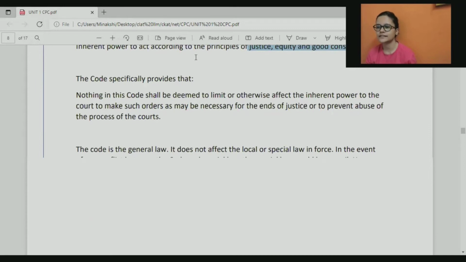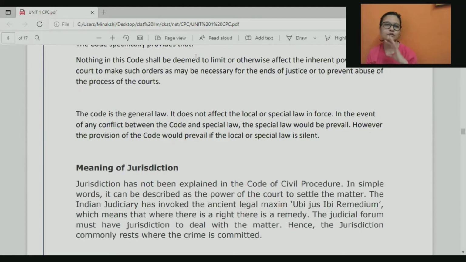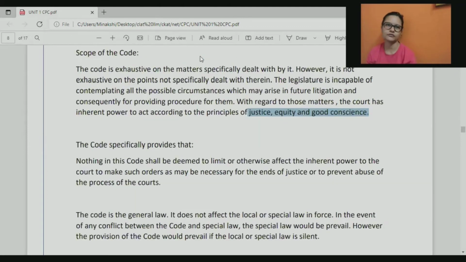Now, where is this code applicable? Application of this code, because there has to be some jurisdiction where it applies. So what do you think is the territorial jurisdiction of the Code of Civil Procedure? Where is it applicable? Is it across India? Across India, okay.